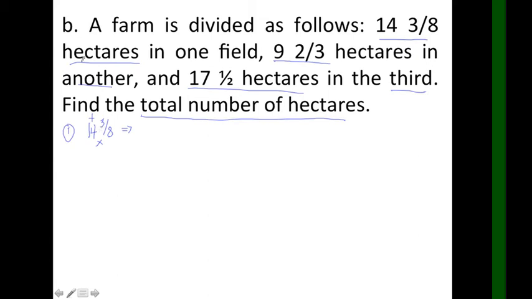Plus 3 is 115. So that's 115/8. Another is 9 and 2/3. So we have multiply and then add. 3 times 9 is 27 plus 2 is 29/3.